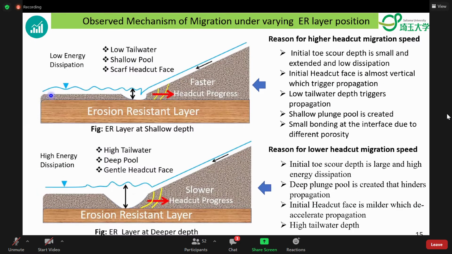The shallower erodible layer causes faster erosion because the scour created is shallow, the tail water is low, and the headcut face remains steep, which causes low energy dissipation. On the other hand, for the deeper erodible layer case, a large pool is created and high tail water forms, which causes more energy to dissipate and is responsible for slower headcut progress.